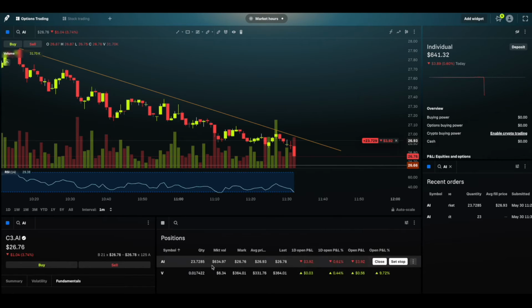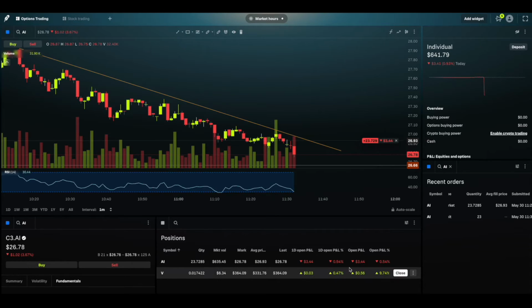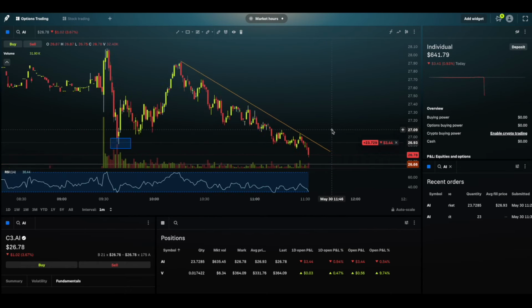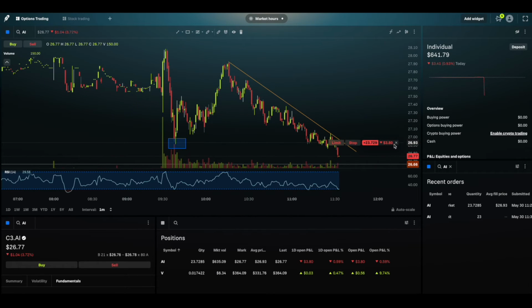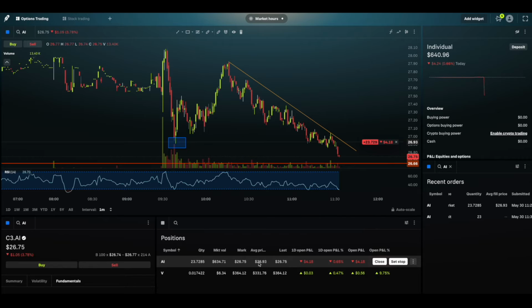So here you go. So you have the AI position, 23 shares. And it is showing you that my open P&L is $3.44. So that makes sense. Okay, so when you enter a position on Robinhood, like I just did, it's nice and it shows your cost basis lined up. So 26.93, you can see the cost basis. Here you can see the cost basis, 26.93 if you want to see it here under your positions tab.